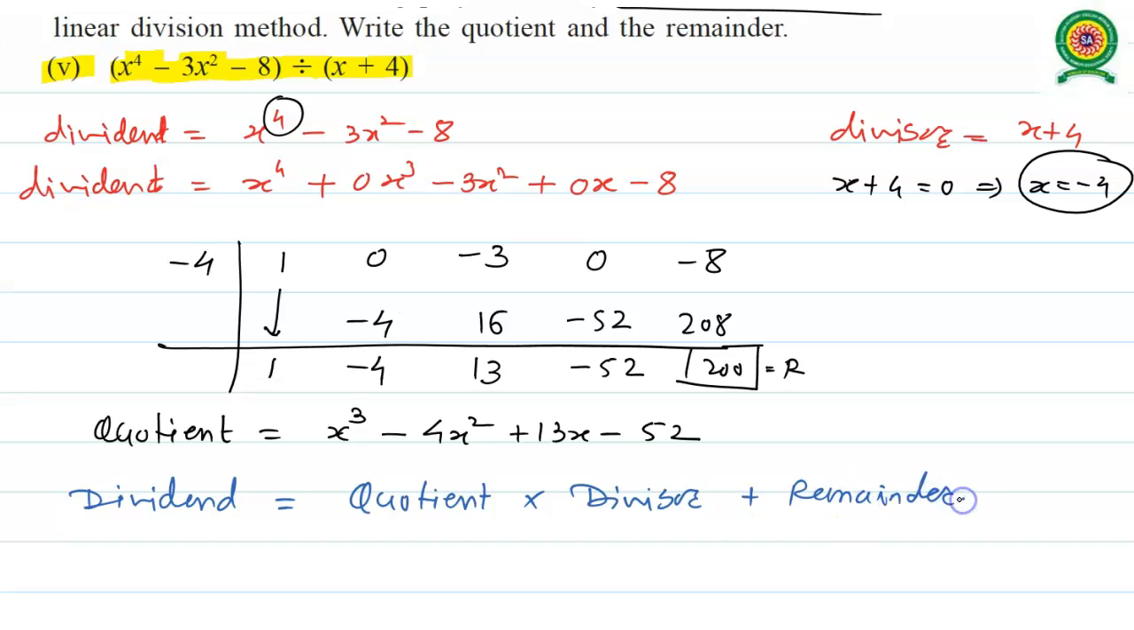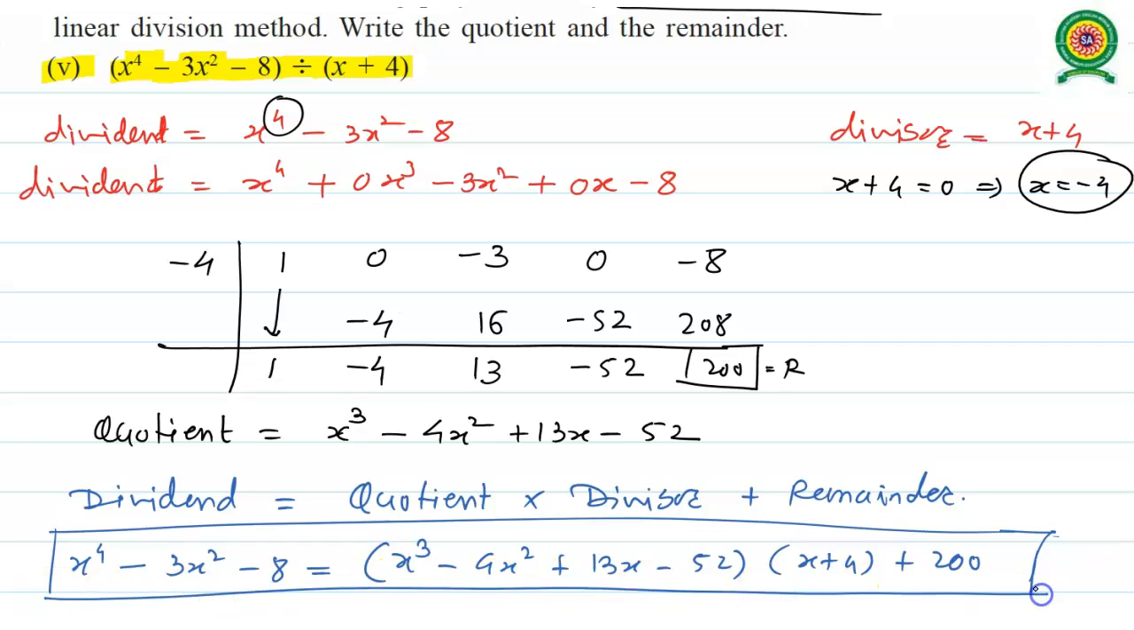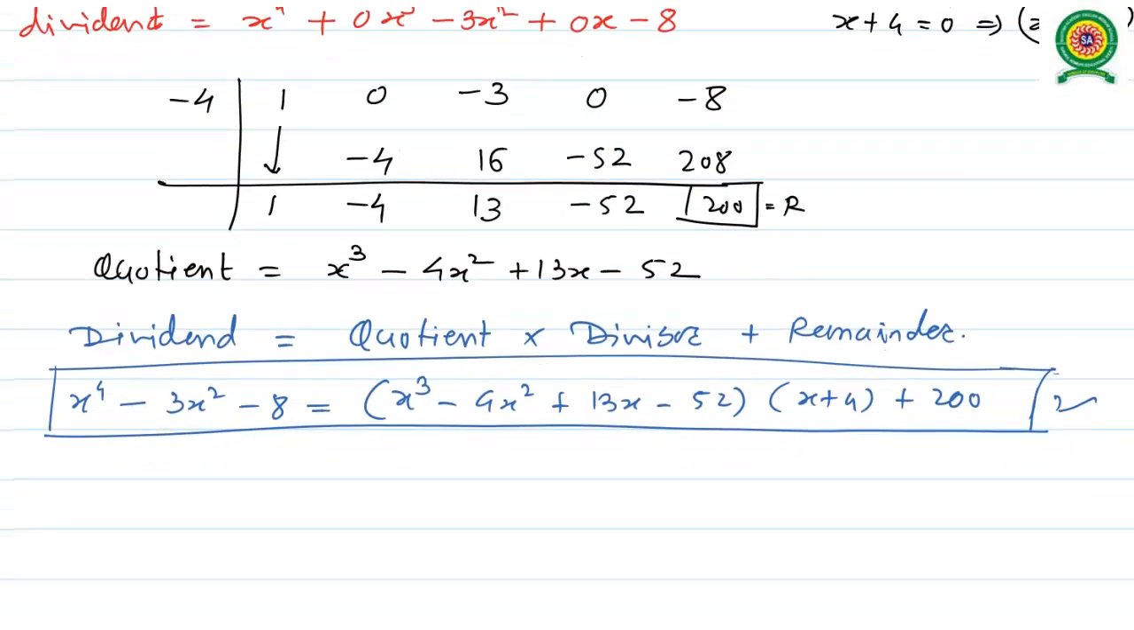So let's try to replace the dividend. Dividend we have x raised to 4 minus of 3x square minus of 8, that is equal to quotient x cube minus of 4x square plus 13x minus of 52 into divisor x plus 4 and plus remainder 200. So as per the Euler's method, the synthetic division formulation is of this form. Now look at the linear method.